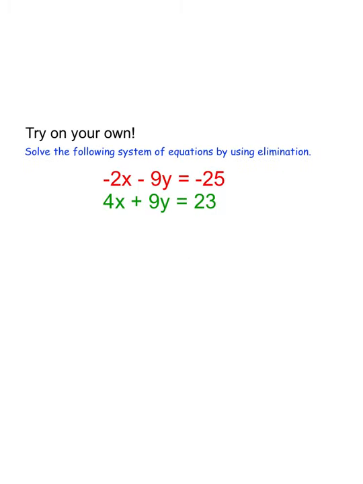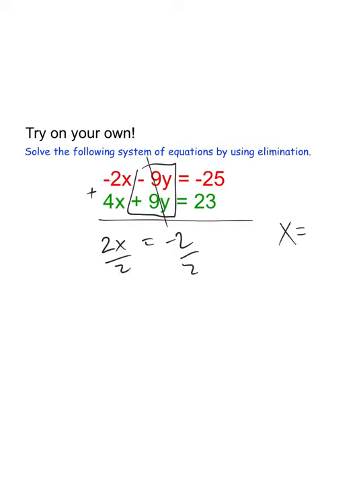Okay, now looking at this one here, this example, we do have offsetting variables once again, and our offsetting variables, as you can see, would be the negative 9y and the positive 9y, which means we can just combine these again by adding the two equations. So the x's that line up here, negative 2x plus 4x, leaves us with 2x. The y's are gone, and negative 25 plus 23 is negative 2. So we divide both sides by 2, and x equals negative 1.